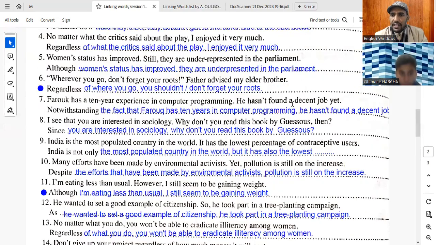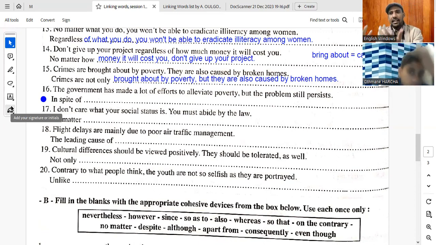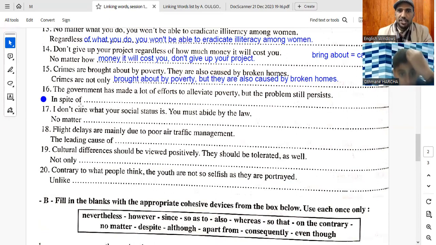Okay, so let's go back right now to continue where we stopped. We stopped at statement number 16, which says: the government has made a lot of effort to alleviate poverty, but the problem still persists. Again, we have the whole sentence, and there are two parts. The first part of the statement expresses something, and the second part another. How can we link between these two? We are going here to use in spite of, which expresses concession.